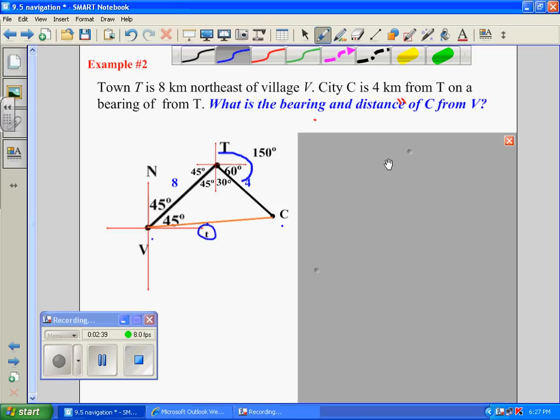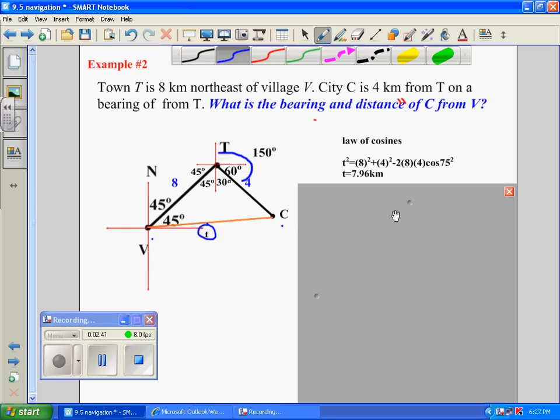All right. Law of cosines. Anyway, t squared equals 8 squared plus 4 squared minus 2 times 8 times 4 times the cosine of 75. That should not be the cosine of 75 squared, just cosine of 75. That should have been a degree symbol. So 7.96 is what you get. If you round up to 8, so be it.